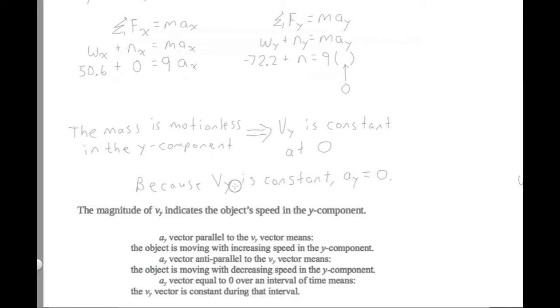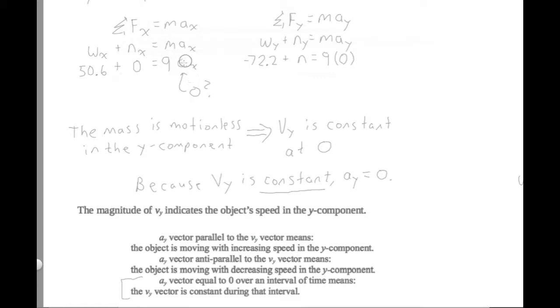Now the key is that Vy is constant. Just because Vy is 0, that does not mean Ay has to be 0. Acceleration doesn't have to be 0 when velocity is 0. But when velocity is constant, acceleration does have to be 0. We're using this rule here. Because Vy is constant, that means Ay is 0. That's why it's correct to plug in a 0 for this acceleration number, for a sub y.